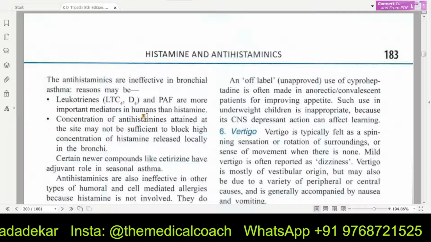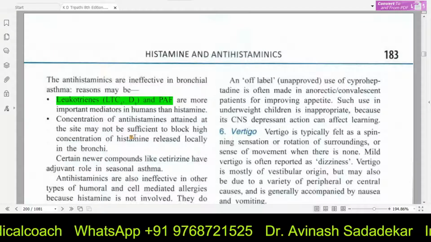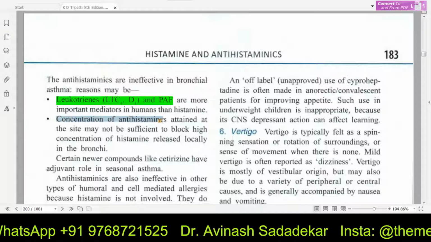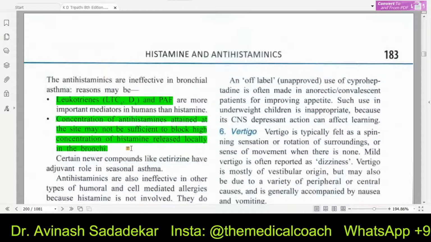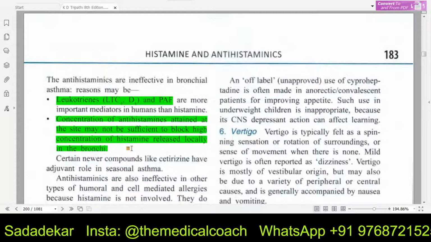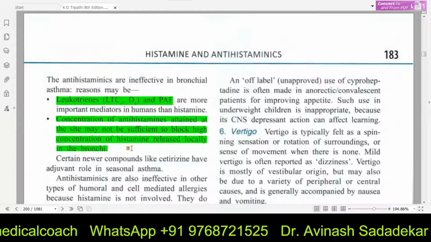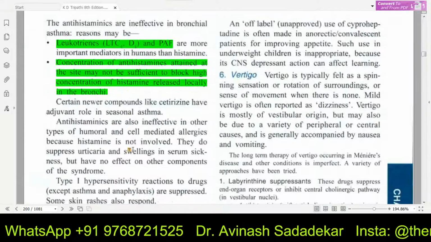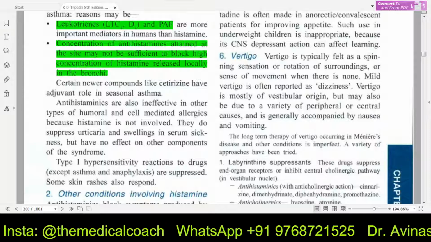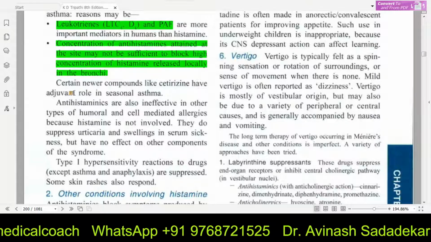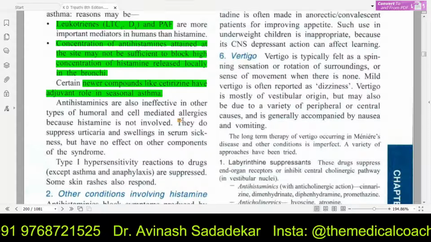Don't give it for bronchial asthma. We spoke about how leukotrienes and platelet activating factors are more important, and the concentration of antihistamines at the site of inflammation is not enough to block histamine, which is released locally in the bronchi. So one, it does not reach the correct place. Second, even if it does, histamine is not the primary mediator, and hence it is ineffective in bronchial asthma. Simple. Okay, we just spoke about the fact that cetirizine has a role as an adjunct in seasonal asthma, but that's it. That's the only medicine.